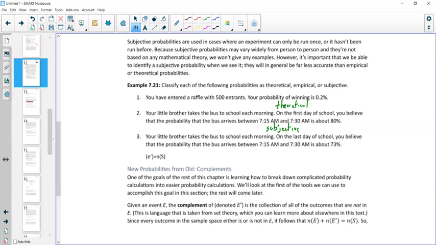Little brother takes the bus to school each morning. On the last day of school, you believe that the probability that the bus arrives between 7:15 and 7:30 is about 73%. We're going to say this is empirical because we've seen what it's done and calculated how often it did, or that's the assumption anyway.